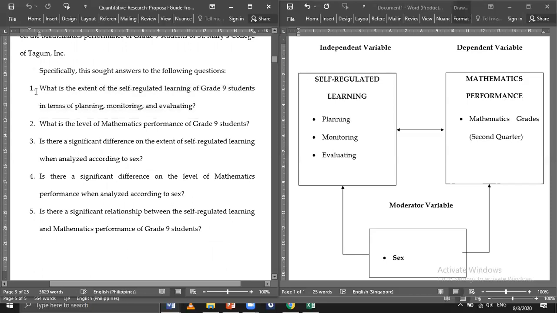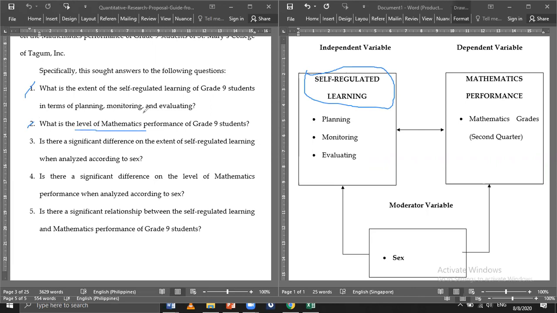First, what is the extent of the self-regulated learning? If you can observe here, he just asked the IV, or the independent variable. Number two, what is the level of mathematics performance? Here, the extent of self-regulated learning. Here is the level of mathematics performance. So he also just asked the second variable, which is the dependent variable.